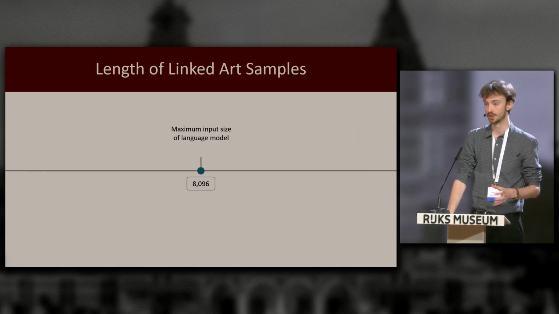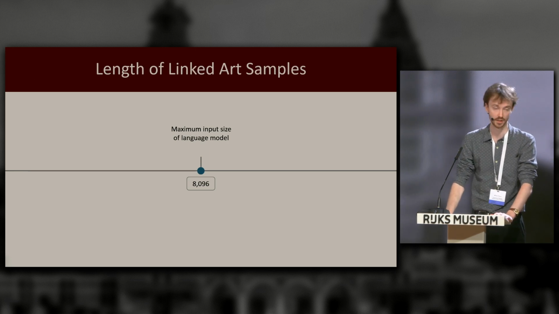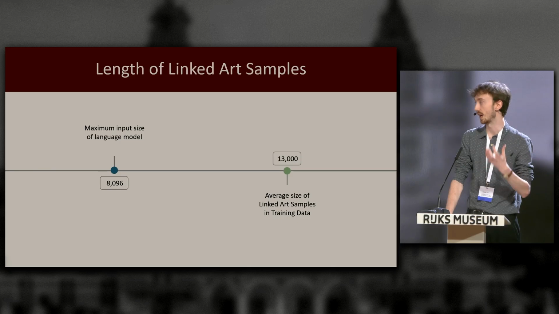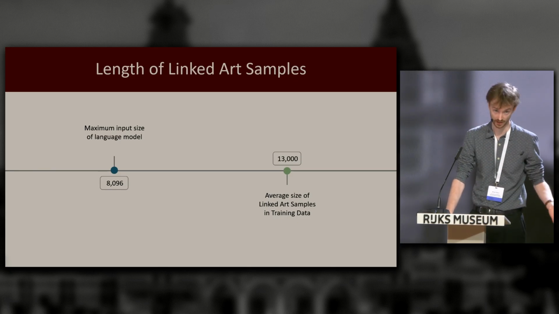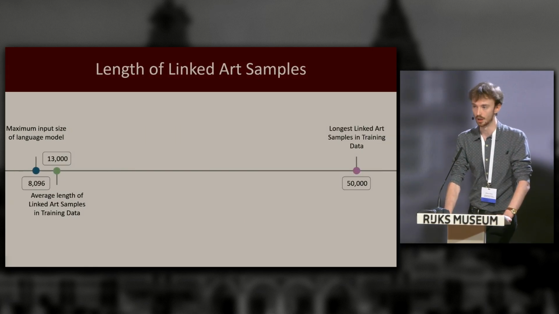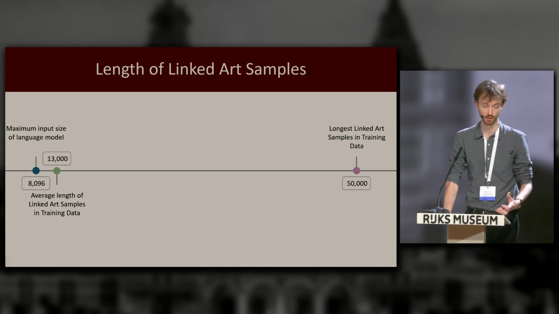The third main challenge, and this is fairly critical now that we're talking about putting multiple samples into each context, is context length. From looking at Linked Art samples, let's say we're working with Llama, the input size is 8,096 tokens. The average size that I found in the dataset that I received from Rob is 13,000 tokens, and the longest sample was 50,000. So we have to do quite a lot of work to reduce the size of these to make them manageable by the model.